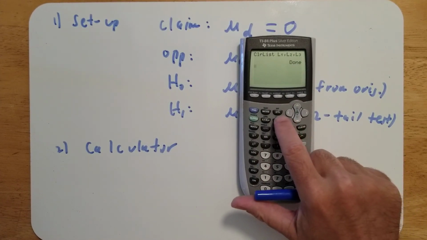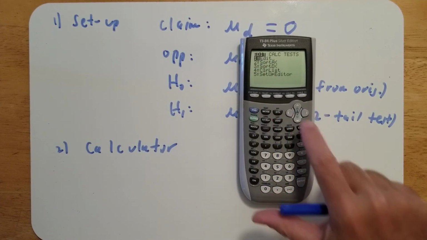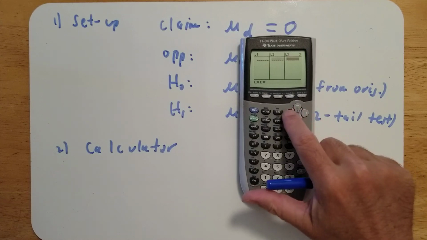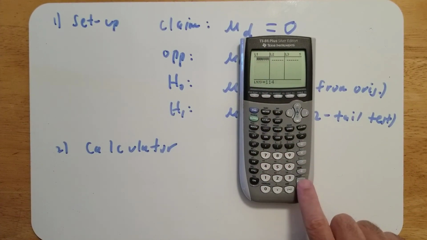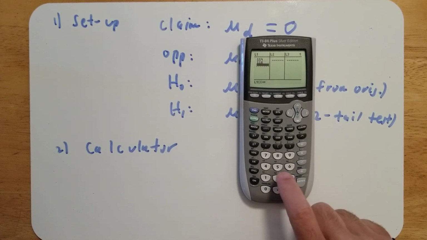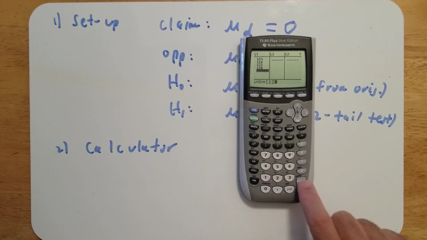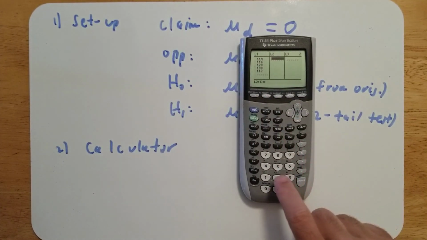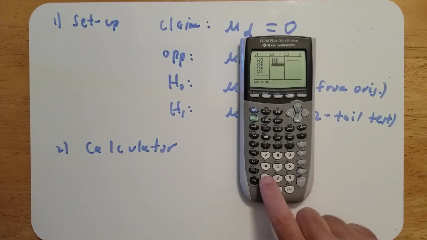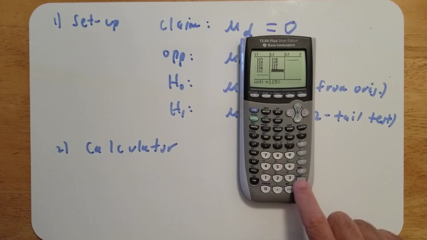Now I want to enter the data into list 1 and list 2. I'm going stat, edit, and in list 1, I'm going to put in the right arm data, which is 114, 116, 120, 108, 112. In list 2, I'm going to put the left arm data, 106, 109, 119, 112, 115.